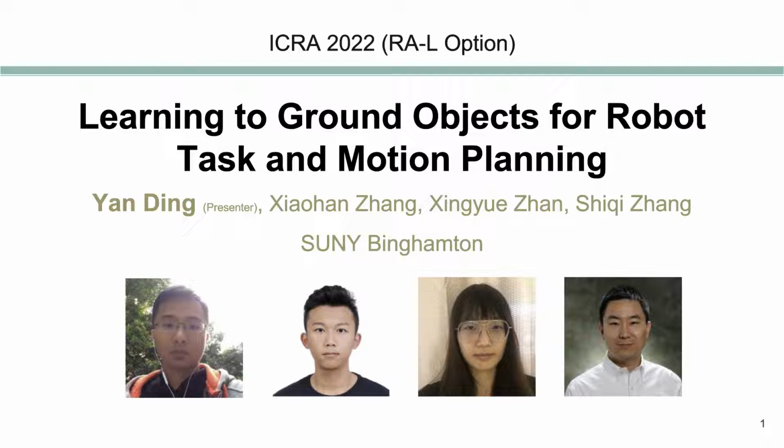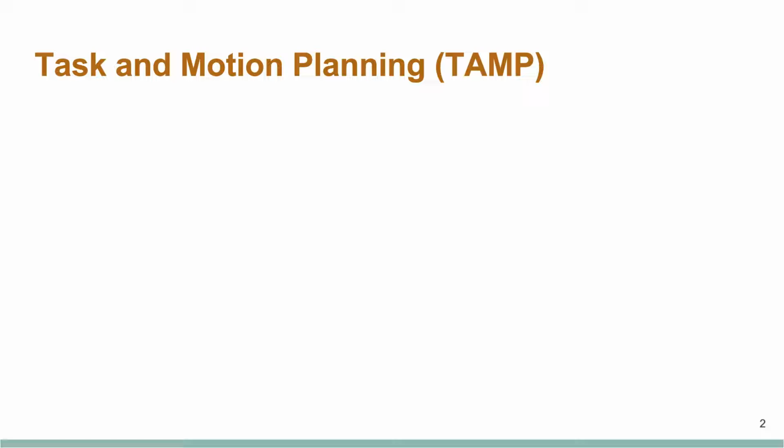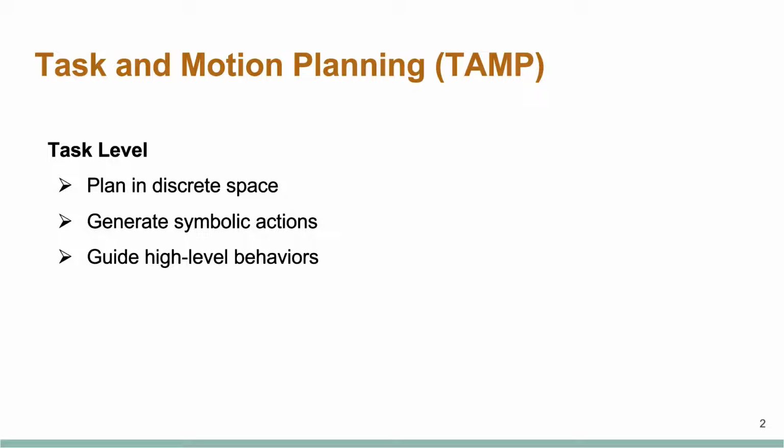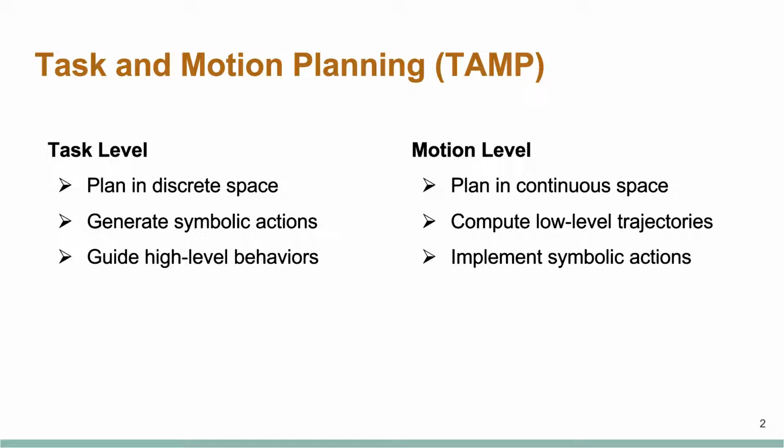The title of our paper is Learning to Ground Objects for Robot Task and Motion Planning. Robots that operate in the real world need to plan at both task and motion levels. At the task level, the robot generates a sequence of symbolic actions in a discrete space to achieve long-term goals. At the motion level, the robot computes trajectories in a continuous space to implement the generated symbolic actions.